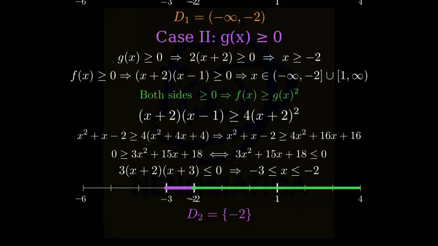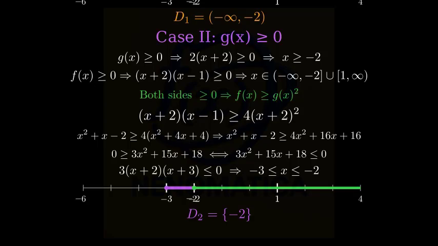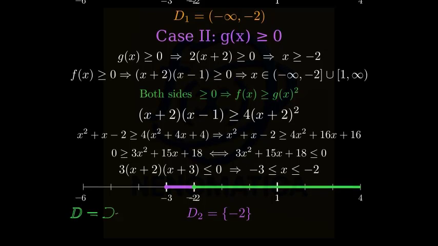Finally, the total solution set is D sub 1 union D sub 2, which is the interval from negative infinity to negative 2, closed at negative 2. In words, x is less than or equal to negative 2. Recap. We enforced the square root domain, split on the sign of the right-hand side, squared only when both sides were non-negative, solved the resulting quadratic inequality, intersected conditions in each case, and unioned the results.